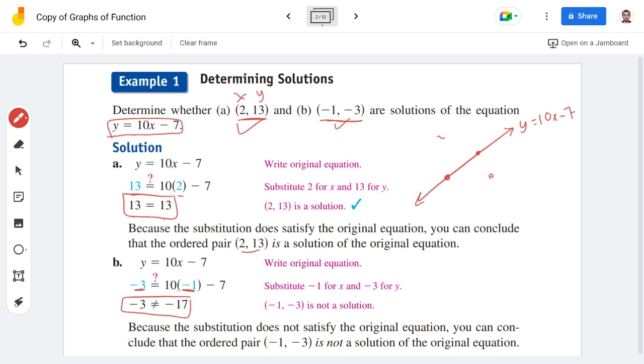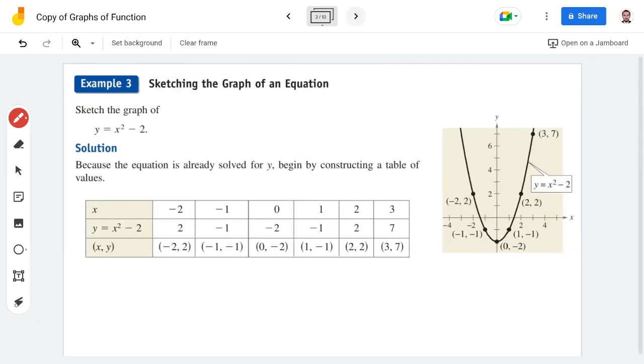Okay, let's go next. Example 3. Now let's sketch the graph of an equation. Let's take this example: y = x squared minus 2. This one is like a polynomial with degree 2. How do we graph this one? Just pick random points. Let's pick negative 2, negative 1, 0, 1, 2, 3.